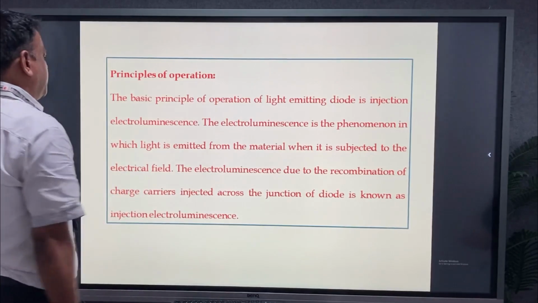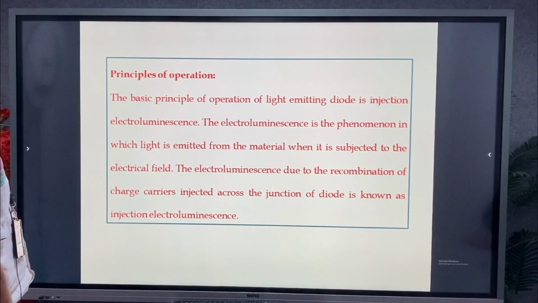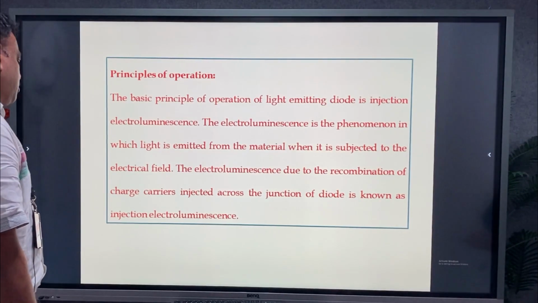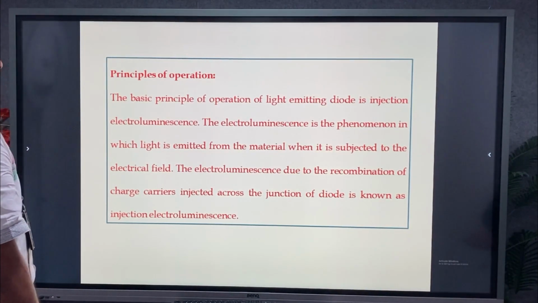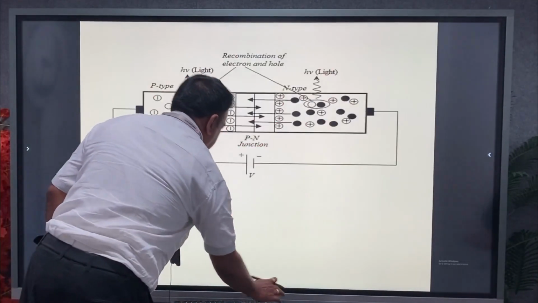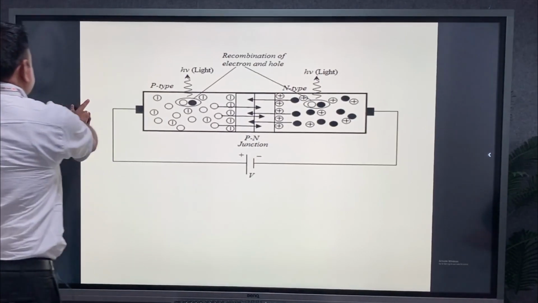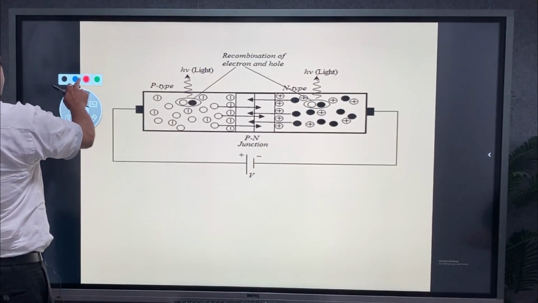The principle of operation of the light emitting diode is already discussed: injection electroluminescence. When the injection electroluminescence phenomenon is applied, the electrons and holes recombine spontaneously and emit photons. Next, this is the construction of a PN junction diode.